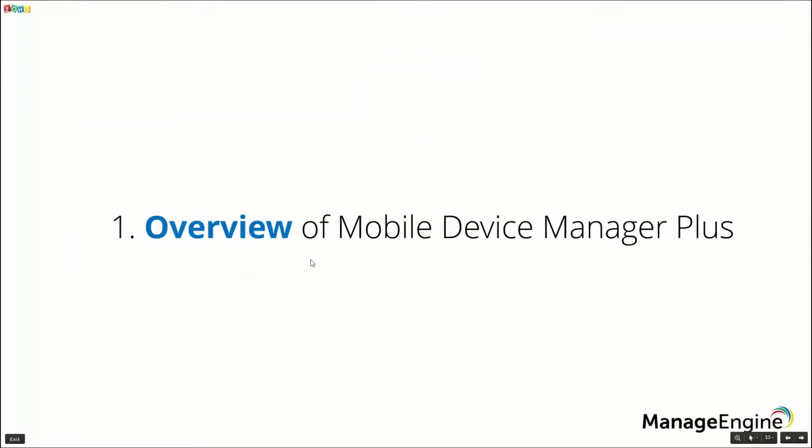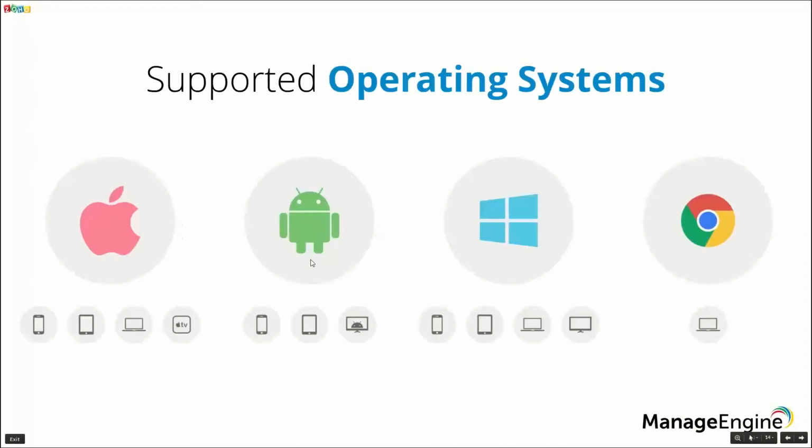Let's see the overview of Mobile Device Manager Plus. So these are the operating systems which you could manage using our MDM. It could be iOS, Android, Windows, and Chromebooks can also be managed within our solution. And when it comes to device type, it could be a mobile device or a tablet, or even if you have Apple TVs or Android TVs, you can manage Surface Hub and Chromebooks. So these are the device types and the OS which can be managed within our Mobile Device Manager Plus solution.